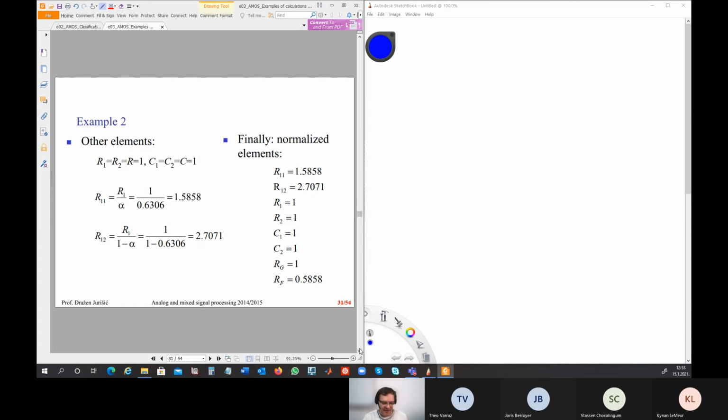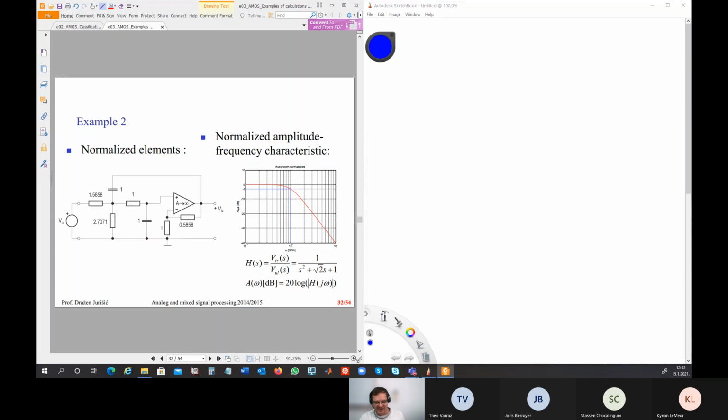And here from alpha and R1 we calculate R11 and R12 at the end, and we know all these. So finally we have all the normalized elements. You see the process of calculation of normalized elements, how simple this is. So you must recognize the step-by-step procedure of calculating this filter. Okay.